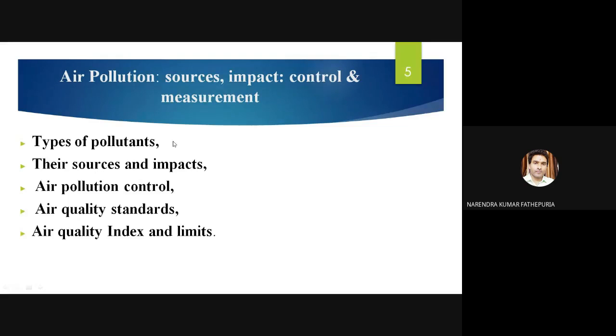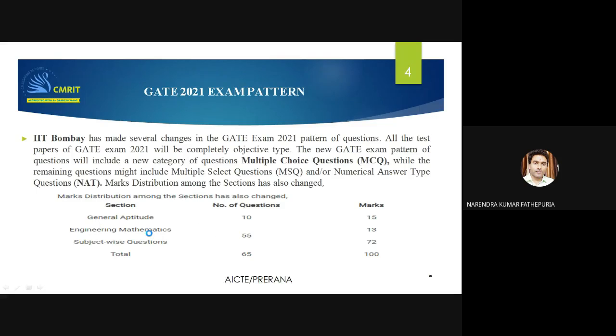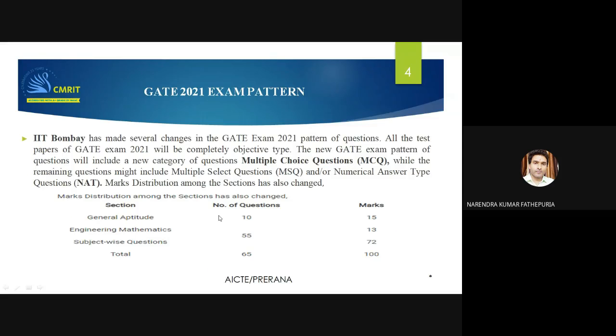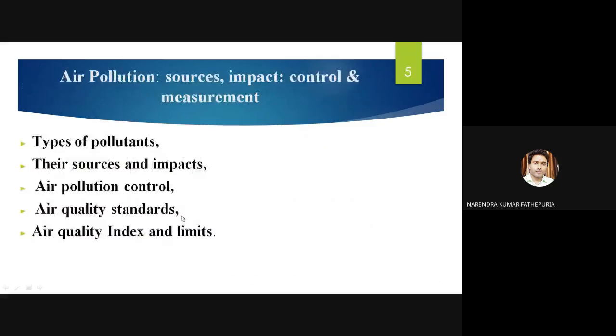We are coming to the air pollution part: the sources, impact, control, and measurement. If we look at this syllabus, they are concerned with the types of pollution, their sources and impact, air pollution control, air quality standards, and air quality index and limits. So 1 to 2 marks for this, and then 1 to 2 marks for municipal solid waste. Altogether, the statistics have been given here section-wise.